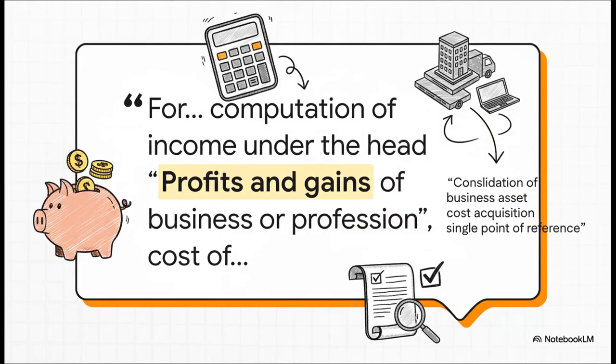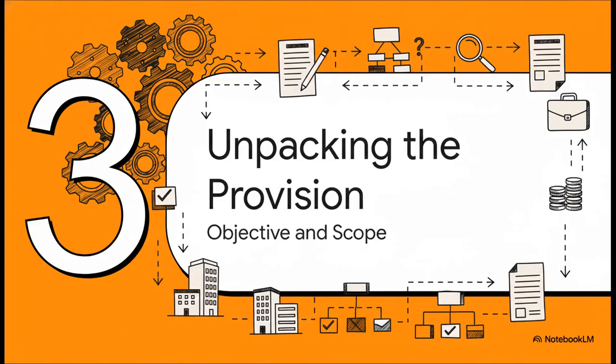Section 40 perfectly captures this new philosophy in action. Its purpose is crystal clear right from the get-go. It's specifically for calculating profits and gains of business or profession. Think of it as the new one-stop shop for figuring out asset costs in all these special situations. Okay, let's roll up our sleeves and get into the nuts and bolts of what this new section actually does.